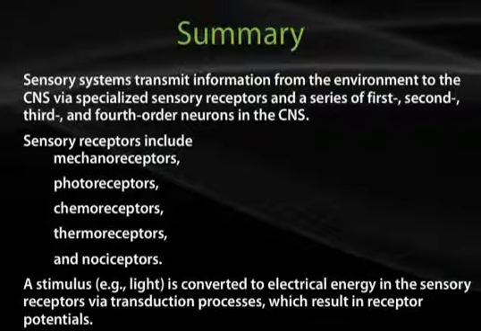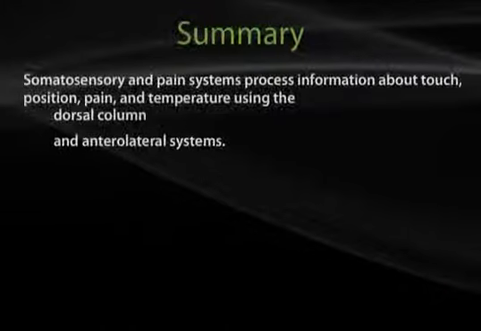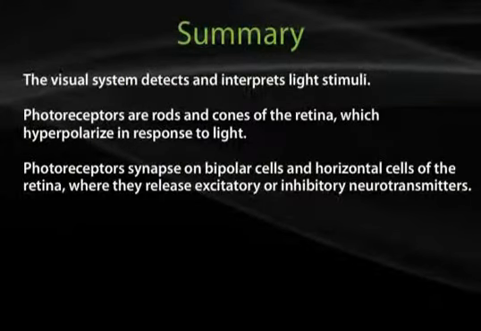Somatosensory and pain systems process information about touch, position, pain, and temperature using the dorsal column and the anterolateral systems. The visual system detects and interprets light stimuli. Photoreceptors are rods and cones of the retina which hyperpolarize in response to light.